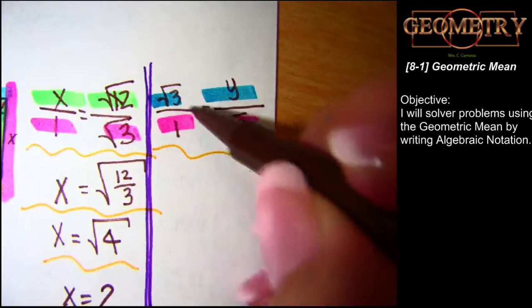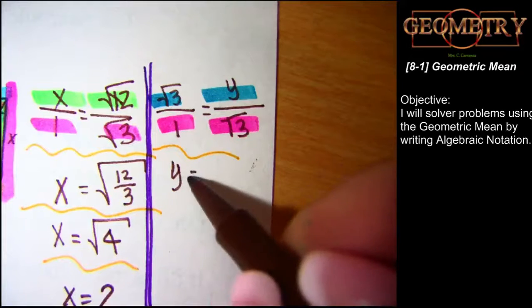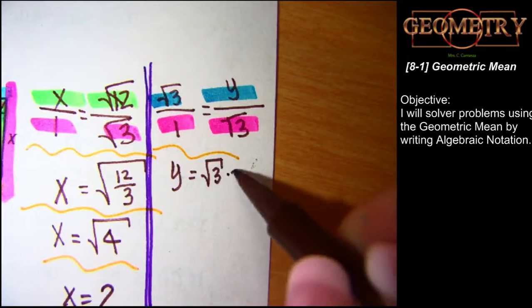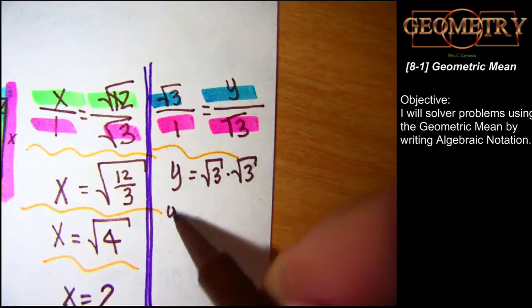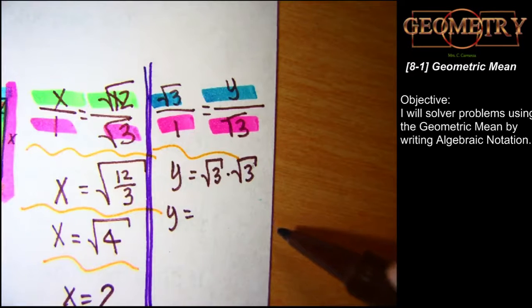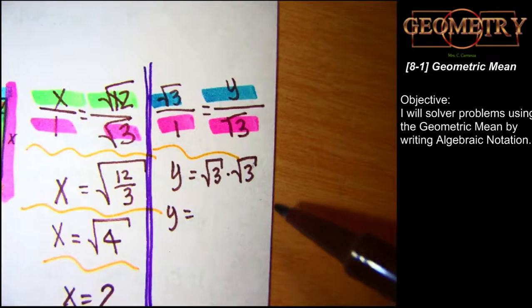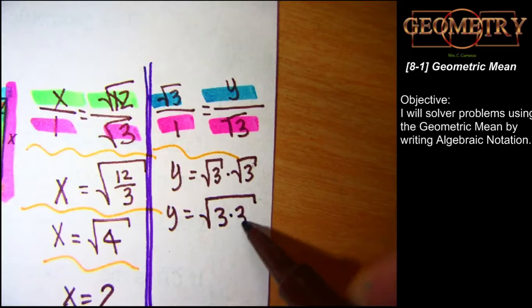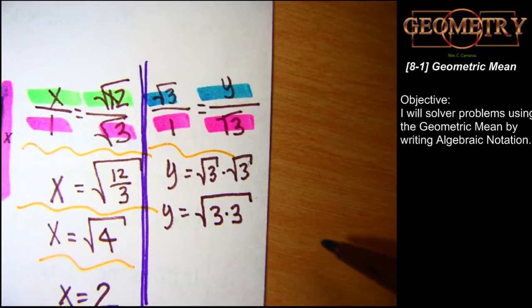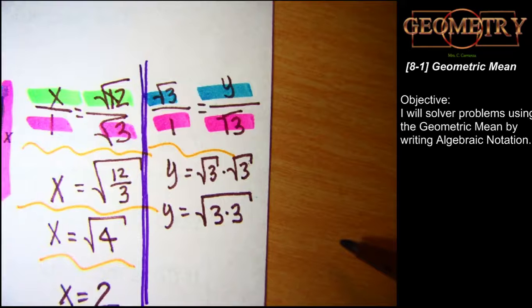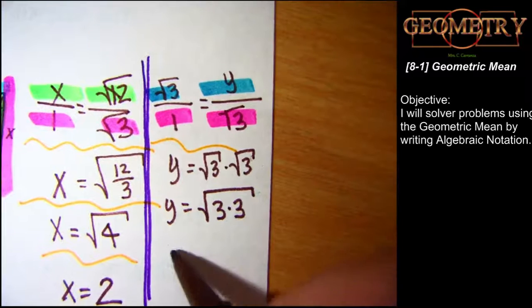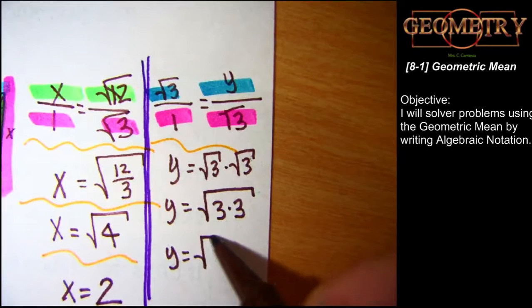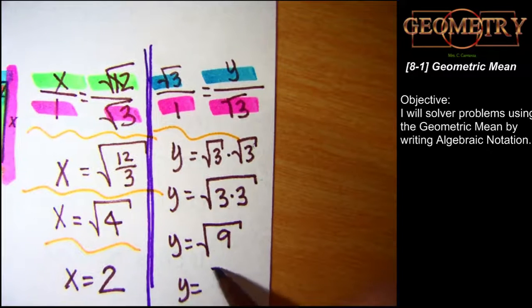All right, cross multiply. Y equals square root of 3 times the square root of 3. Whenever I have two square roots being multiplied together, I have another magic power, and it lets me rewrite it as a single square root with those things inside, the radicands, being multiplied together. The radicands multiplied together is 3 times 3. 3 times 3 is 9, and the square root of 9 is 3, and we're done.